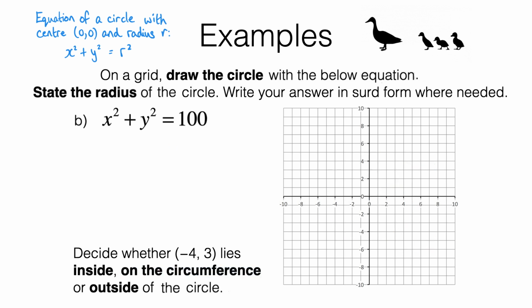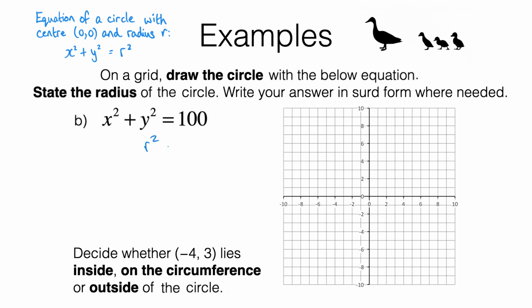Here's question B. Pause the video and see if you can have a go at this one for yourself. Here's what you should have found. The equation of a circle with centre 0, 0 and radius r has the form x squared plus y squared equals r squared. Here we've got x squared plus y squared equals 100. That means our r squared is 100.